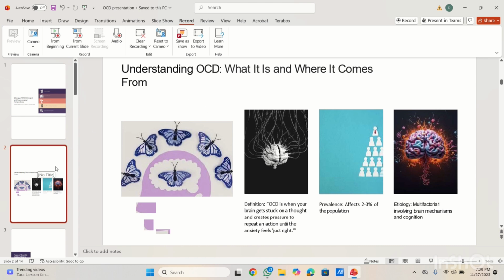OCD affects around 2 to 3% of the population, and research shows that OCD does not have a single cause. It involves both brain and psychological factors.